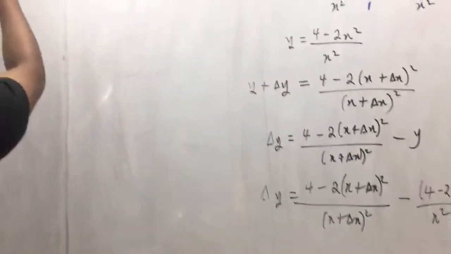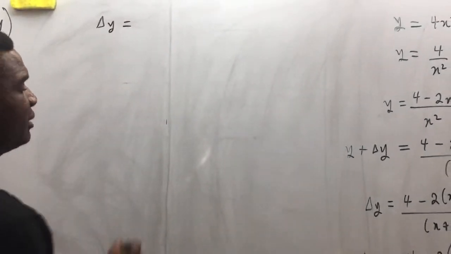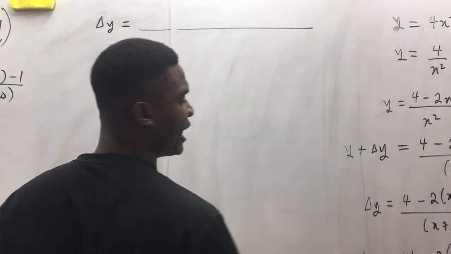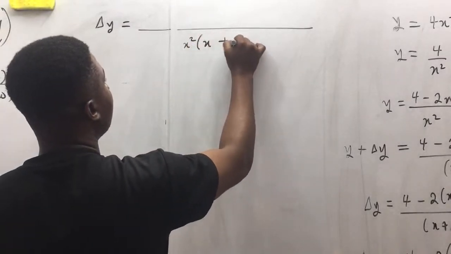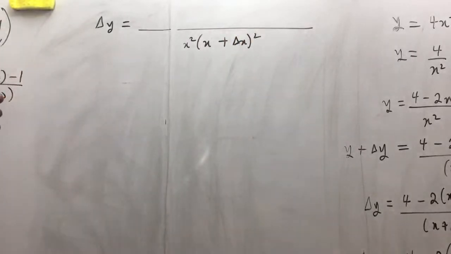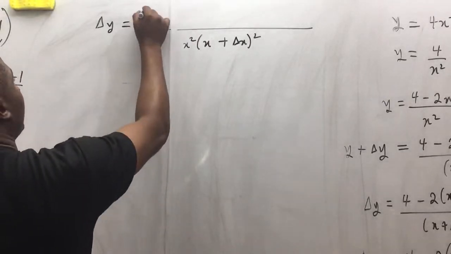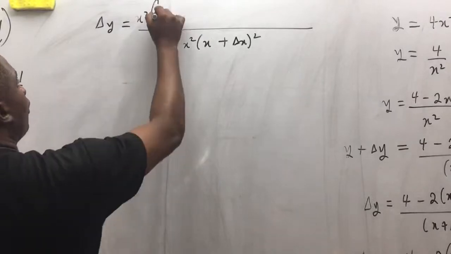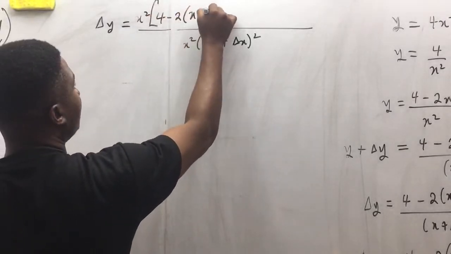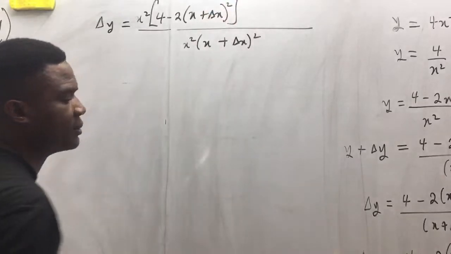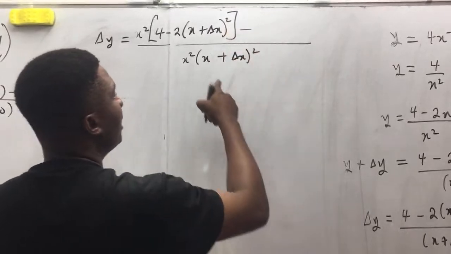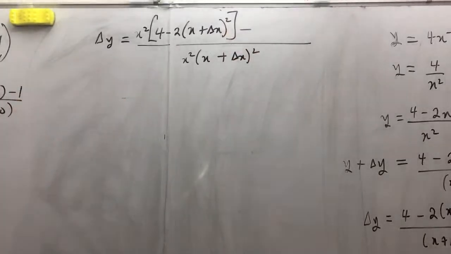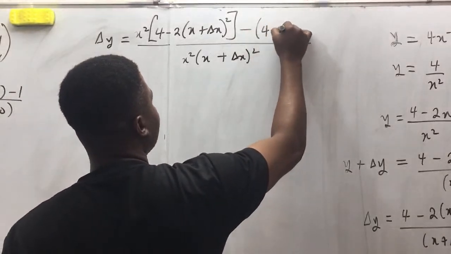Now, if we have change in y here, the LCM of x squared and x plus change in x all squared will be x squared, x plus change in x all squared. Now, if x plus change in x all squared goes into that LCM, it leaves us with x squared, and x squared would go into 4 minus 2 in bracket x plus change in x all squared close bracket. Okay? And if x squared goes into this LCM, we'll be left with x plus change in x all squared, and that would multiply what we have here.